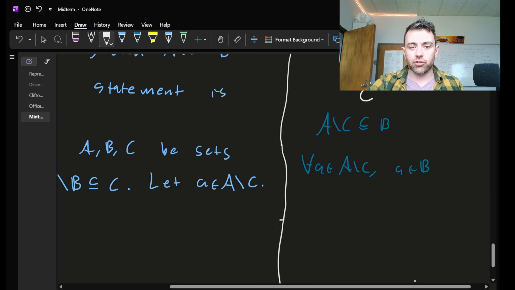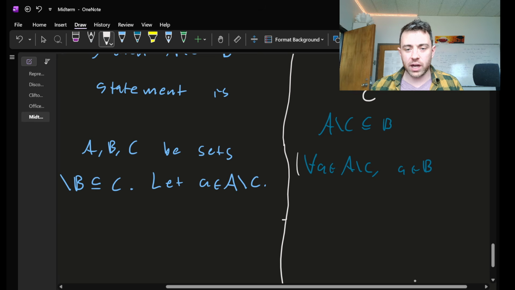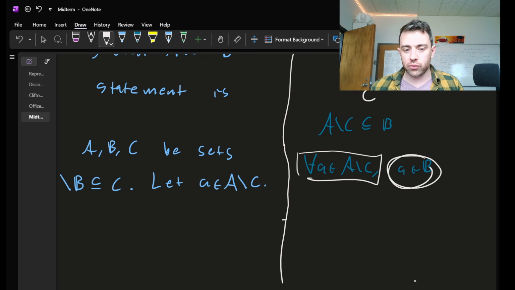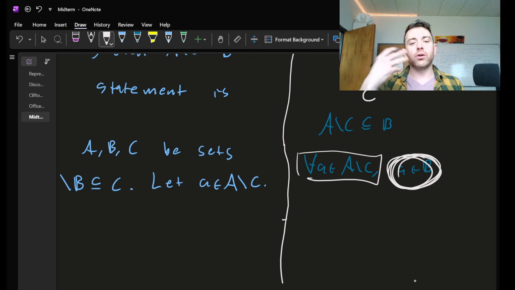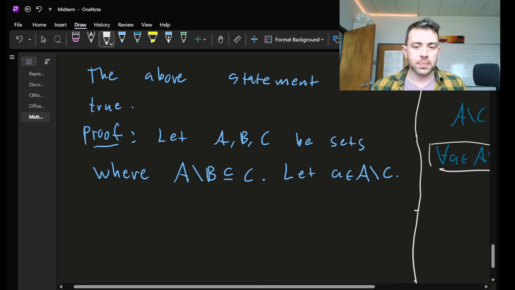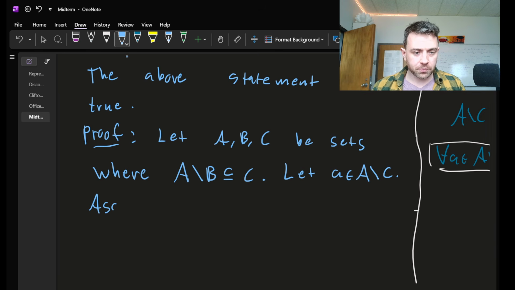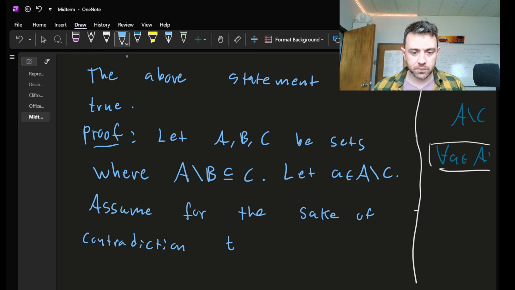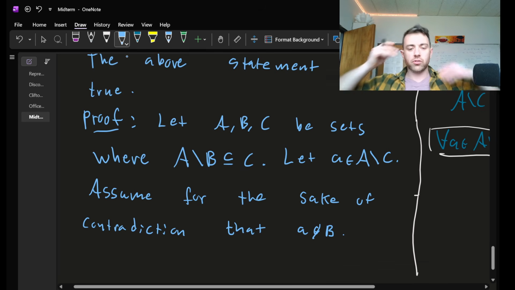So we've assumed that we have our element of A minus C, and our goal is to prove that that element must be in B. And so we'll suppose, for the sake of obtaining a contradiction, that it was not in B. Okay, so assume, for the sake of contradiction, it's very important to tell our reader what we're up to. Assume, for the sake of contradiction, that a is not an element of B.